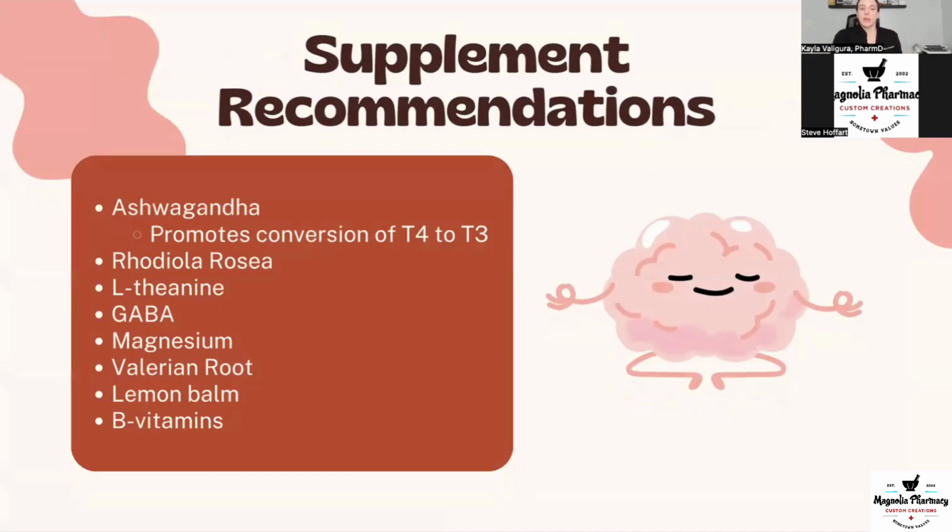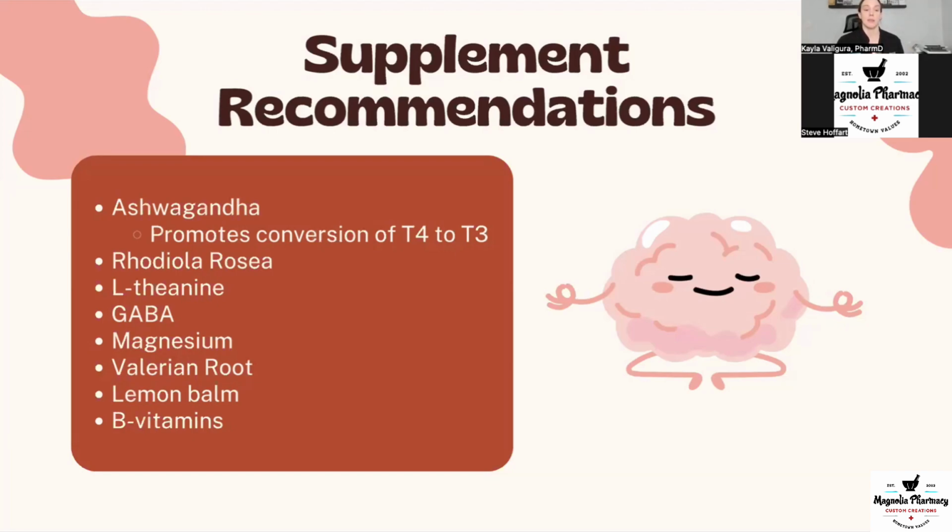And some supplement recommendations targeted specifically at stress management. So ashwagandha. If you've taken any sort of combination thyroid supplement, you've probably seen that ashwagandha is usually a part of that. That's because not only is it an adaptogen that's going to help with overall stress levels, but it's also helpful in promoting the conversion of T4 to T3.